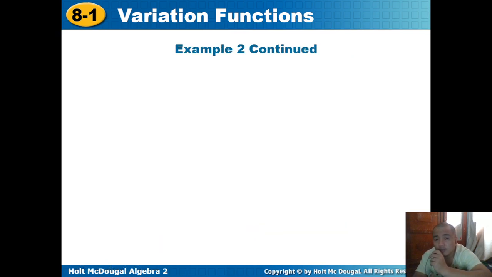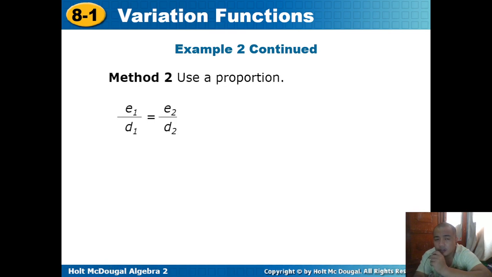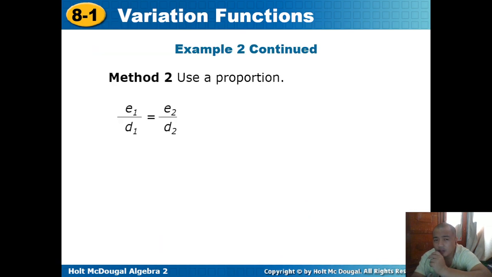Method 2. There's another method to solve example 2 aside from this method, solving for k and then substituting k in the equation of variation, and then to solve for the unknown D, substituting again E equals 10 into E equals KD. But let us see another method. Maybe this is easier: E sub 1 over D sub 1 equals E sub 2 over D sub 2. Since E varies directly as D, we have E sub 1 over D sub 1 equals E sub 2 over D sub 2. Just substitute.